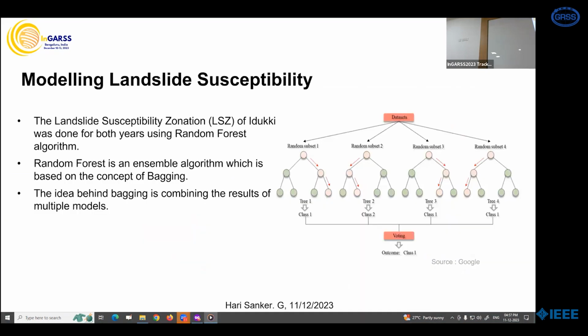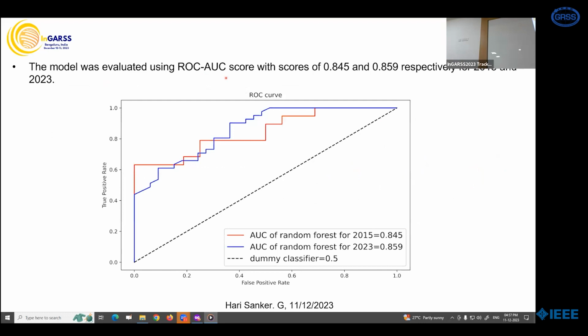The modeling was done for both 2015 and 2023 with the AdaBoost model. It is an ensemble machine learning model which uses the concept of bagging. So the idea behind bagging is to combine the results of different learning algorithms and aggregate all these results to create the final result of our model. The model was evaluated using the ROC AUC score and gave scores of 0.845 and 0.849 respectively for 2015 and 2023, suggesting that the classifier can give good performance.